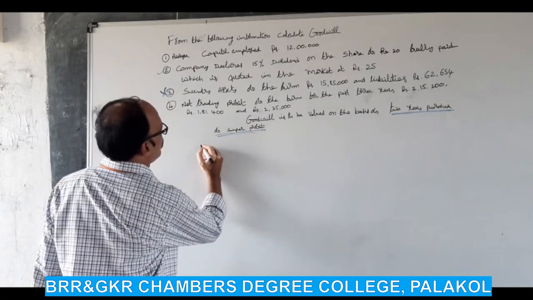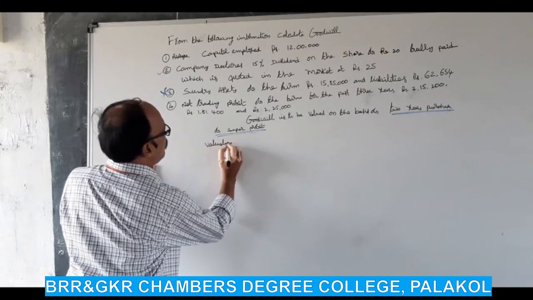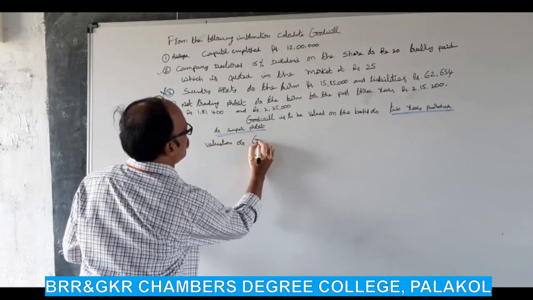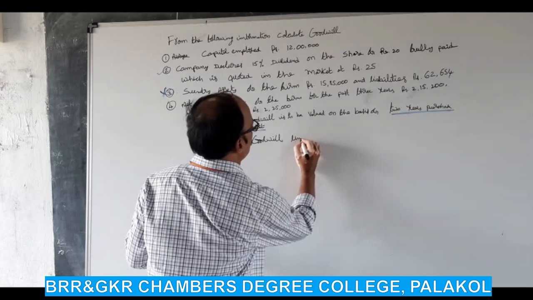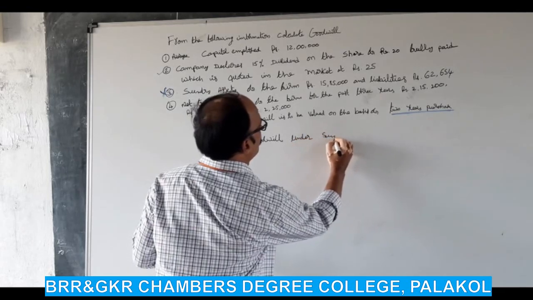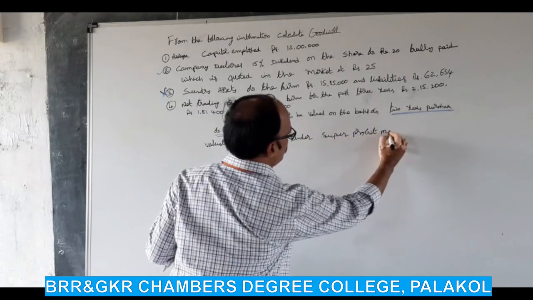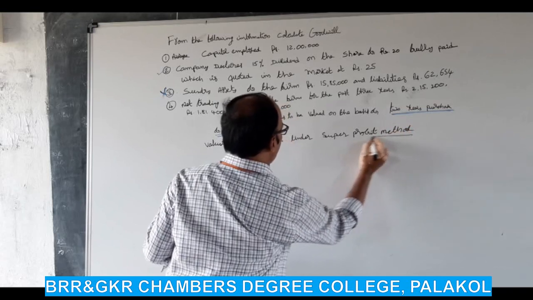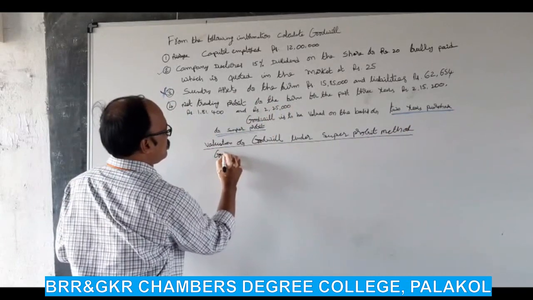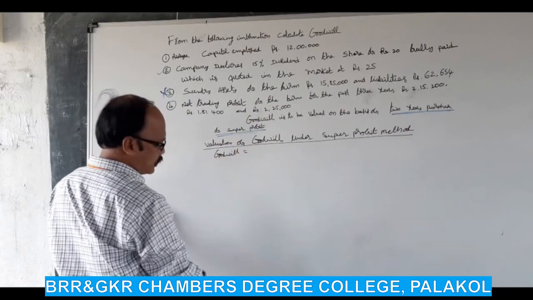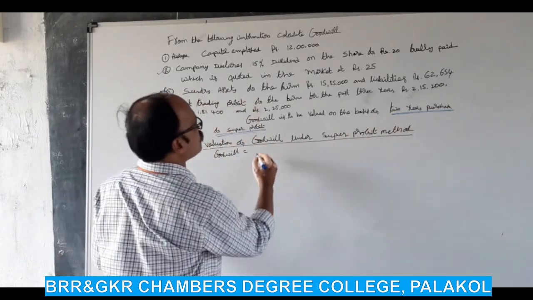Valuation of goodwill under super profits method. Okay, so goodwill is equal to 2 years purchases of super profits.